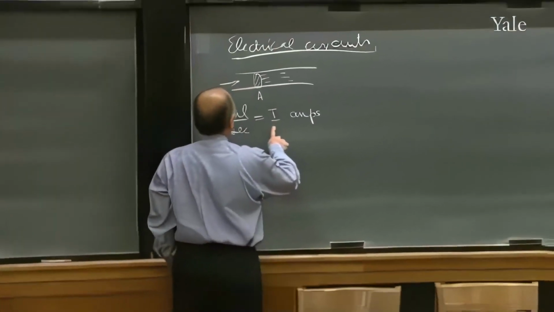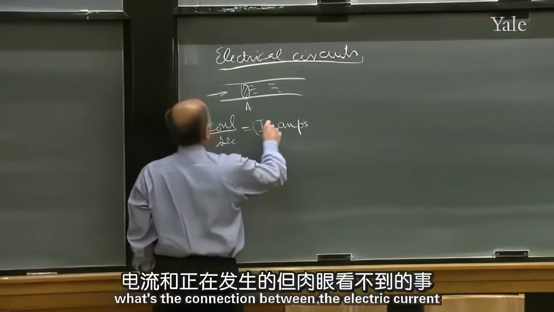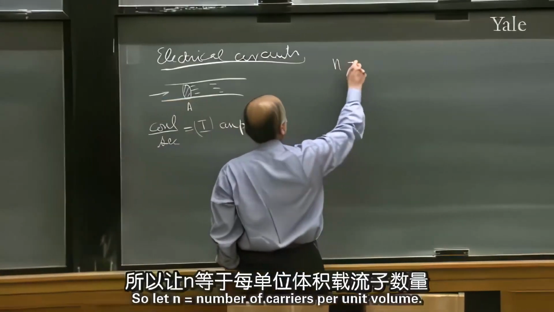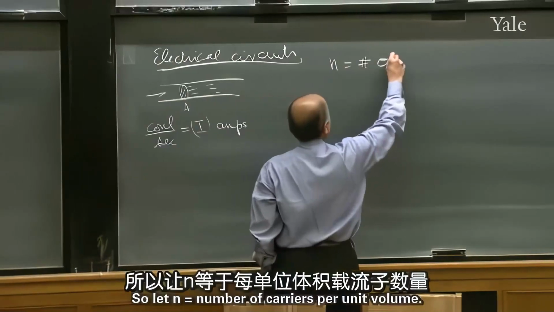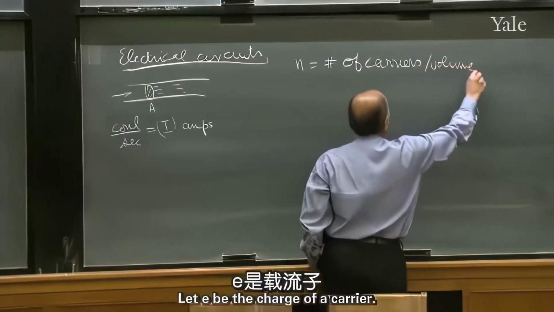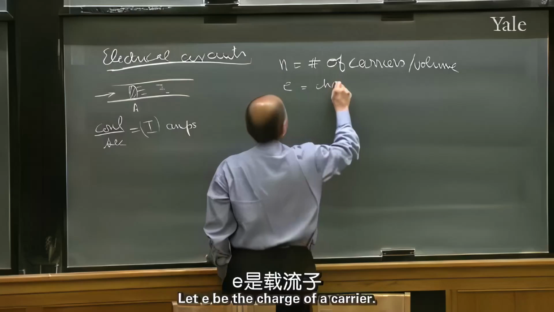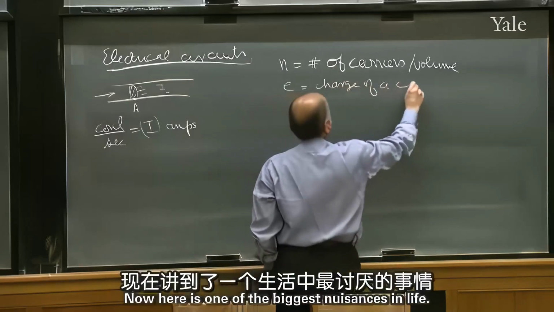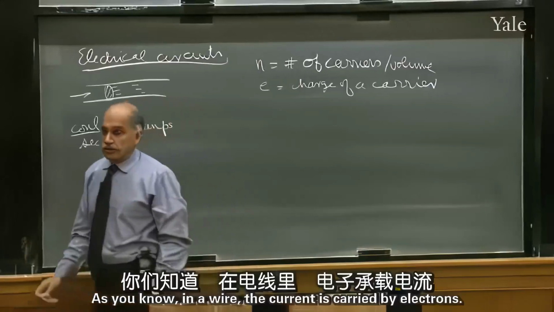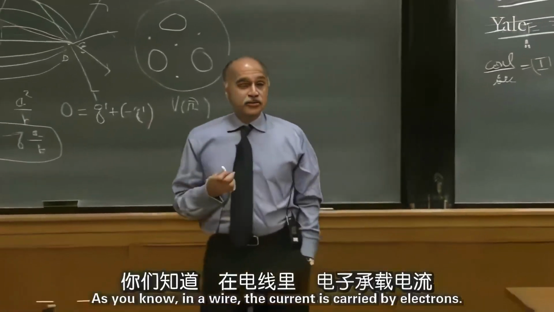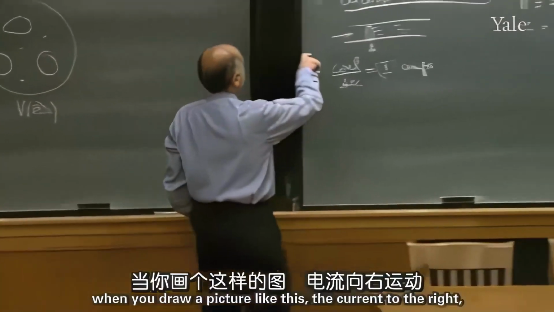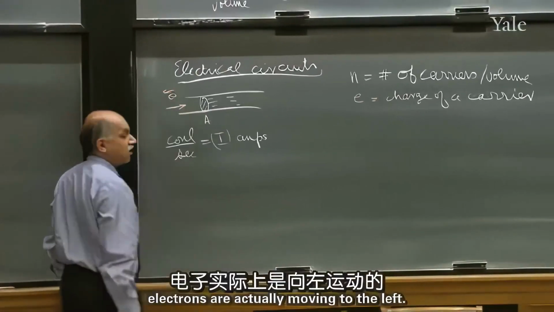All right, now let us ask, what's the connection between the electric current and what's going on microscopically? So let N equal the number of carriers per unit volume. Let E be the charge of a carrier. Now here is one of the biggest nuisances in life. As you know, in a wire, the current is carried by electrons. Because their charge is negative, when you draw a picture like this, with the current to the right, electrons are actually moving to the left.